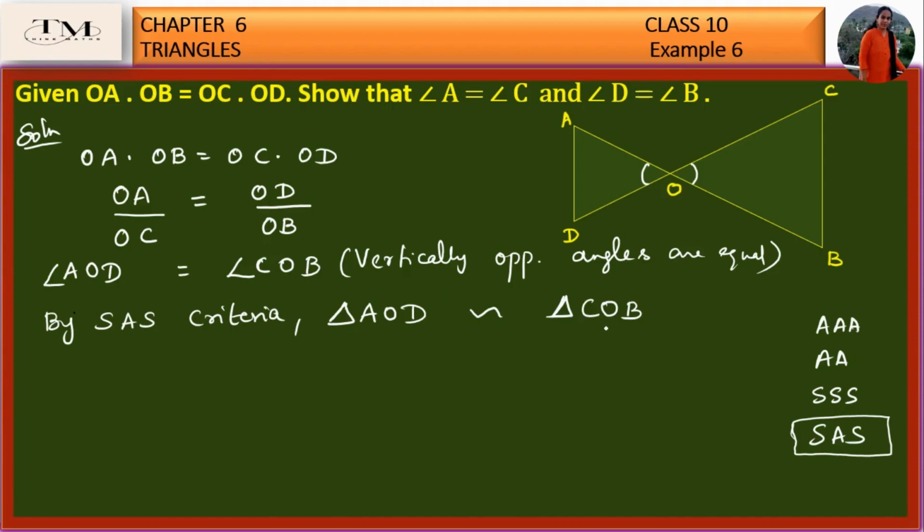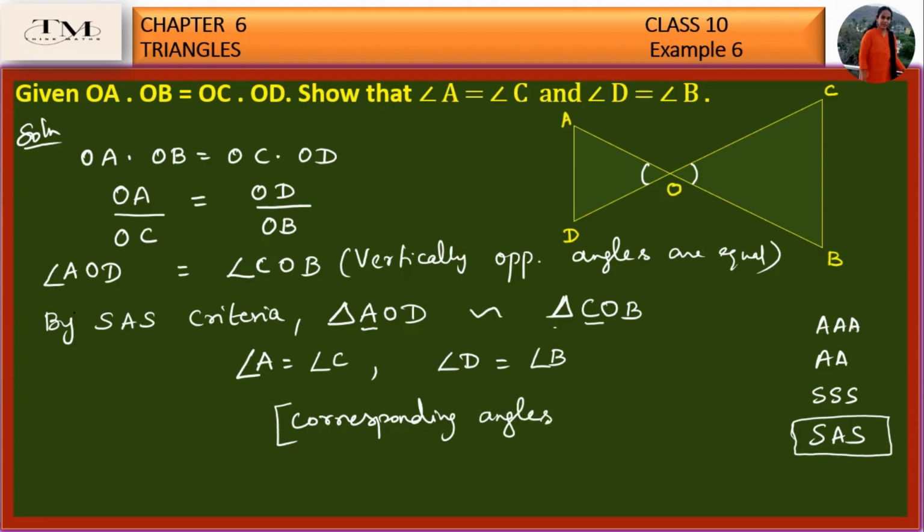So if this is similar, their corresponding angles will be equal. What are their corresponding angles? Angle A will be equal to, for A the corresponding is C. Angle A is equal to angle C. For O it is common. For D, angle D will be equal to angle B. So this is the reason: corresponding angles are equal in similar triangles. Okay children, can you understand? So this is very easy.